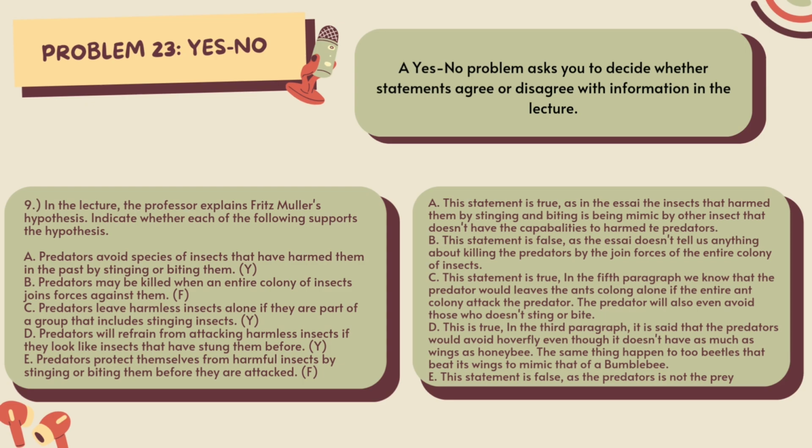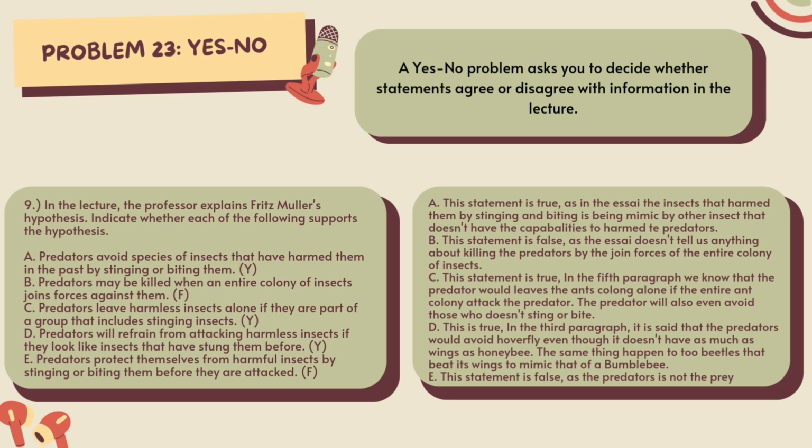A yes or no problem asks you to decide whether a statement agrees or disagrees with the information in the lecture. In the lecture, the professor explains Fritz Müller's hypothesis. Indicate whether each of the following supports the hypothesis. A. Predators avoid species of insect that have harmed them in the past by stinging or biting them. Yes. B. Predators may be killed when an entire colony of insects join forces against them. False.